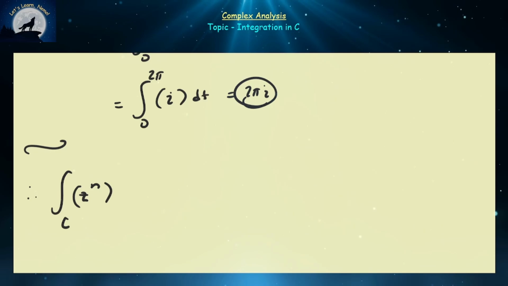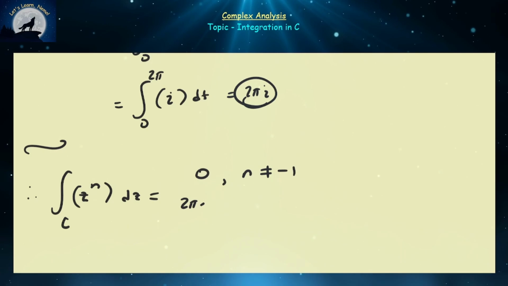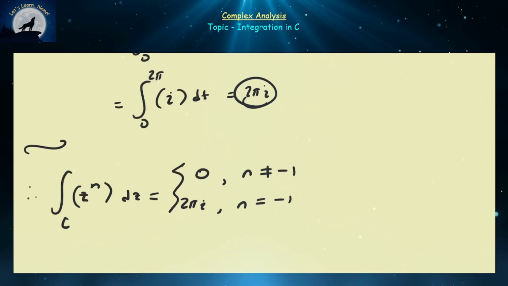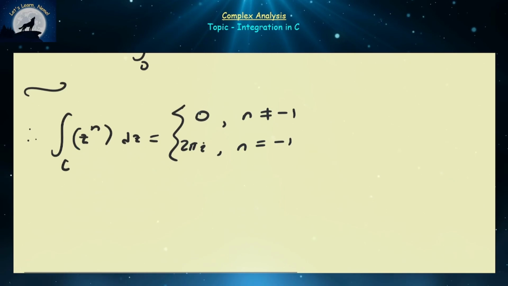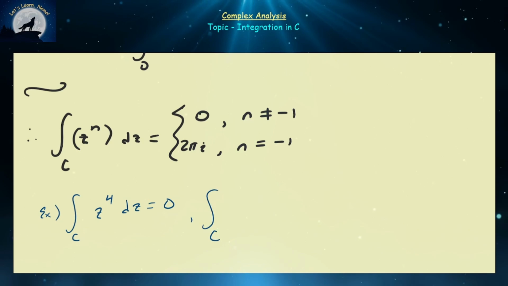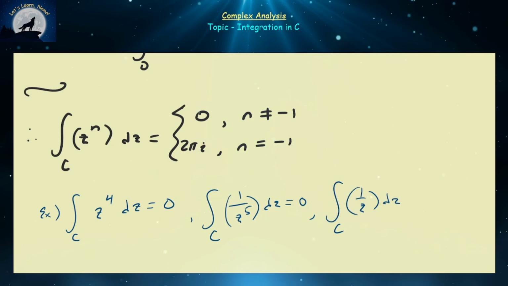So the integral over a circle centered at the origin of radius r of z to the power of n dz is equal to 0, provided that n is not equal to -1, and it's going to be equal to 2 pi i if n is equal to -1. So we can summarize, for example: if we have the integral over C of z to the power of 4, this is going to be equal to 0. If we have the integral over C of 1 over z to the power of 5, that's going to be equal to 0. And if we have the integral over C of 1 over z, this is going to be equal to 2 pi i, right?